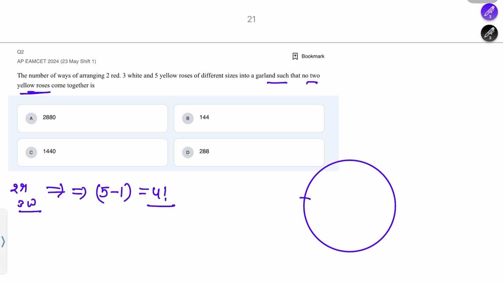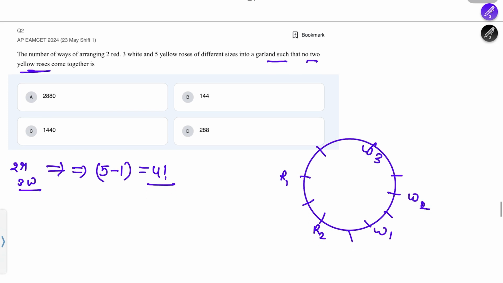So firstly you can arrange, suppose R1, R2 are the reds and W1, W2 and W3 are the whites. So how many gaps are there? 1, 2, 3, 4, 5 and 6 gaps. Sorry, it is a round table, so 5 gaps only. In a round table, the number of people and the number of gaps are the same. So 5 gaps and 5 yellow: arrange 5 yellow in 5 gaps.